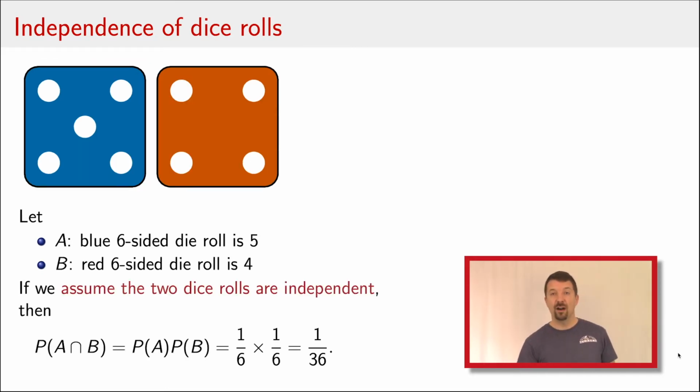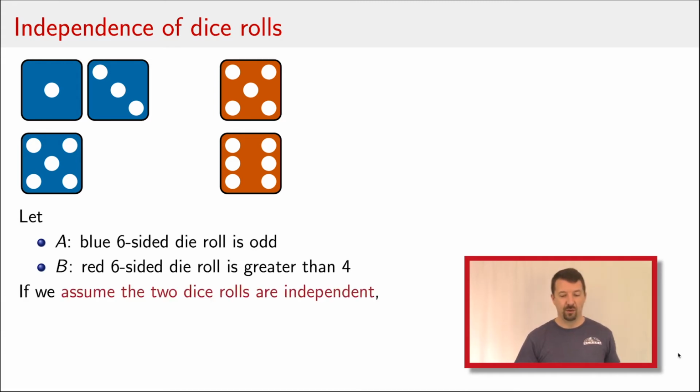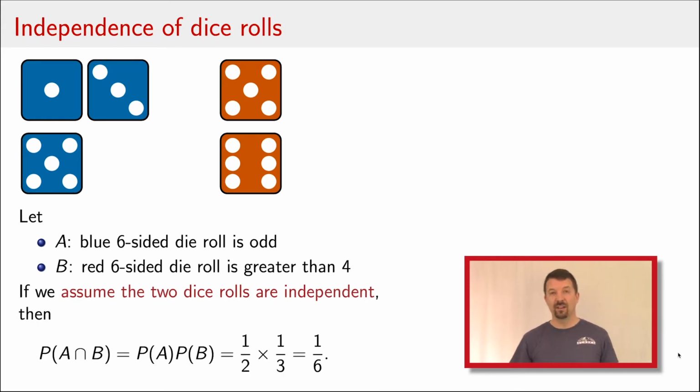All right, now let's talk about a slightly more complicated example, but still with dice rolls. We're going to allow the blue die to be any odd number, so it could be a 1, 3, or a 5, and we're going to have the red die be a 5 or 6. And now again, if we assume that the two are independent, that's the key assumption here. If they're independent, then we can find that the probability of those two events occurring, that this is odd and this is greater than or equal to 5, is 1/6.